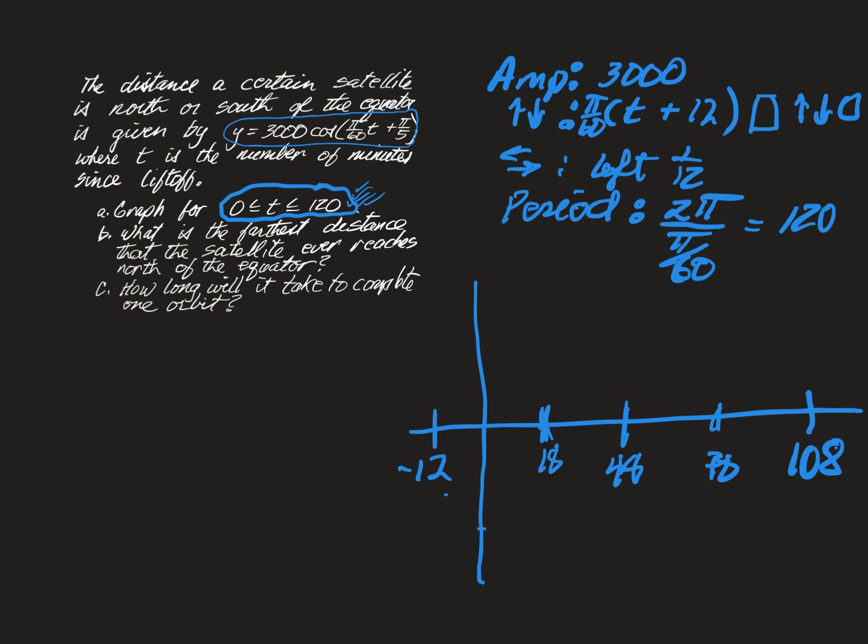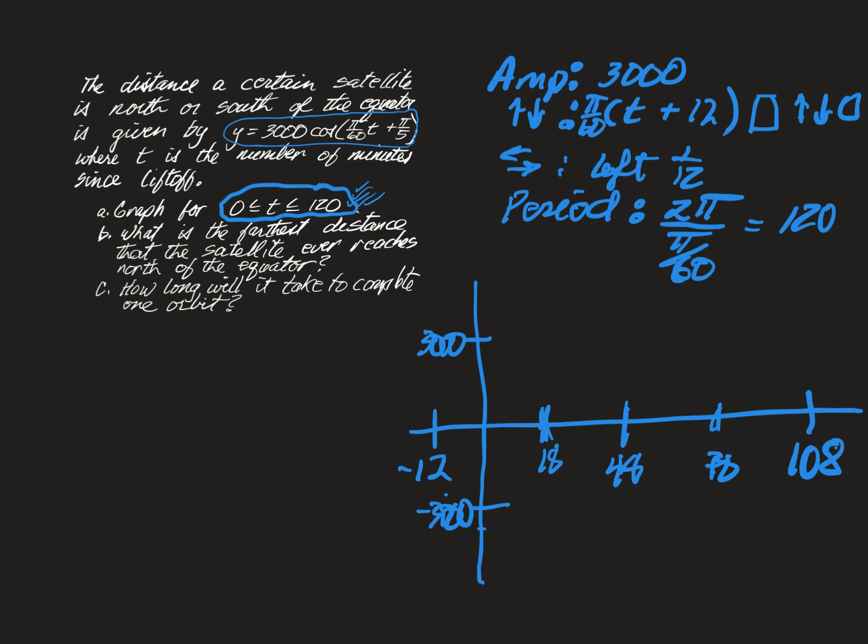We've moved it left. We have our period mapped out, 120 minutes. And now we need our amplitude. So we're not moving up or down. So the amplitude, this is just 3,000. And this down here is negative 3,000. Okay? And then all we need to do is plot our cosine curve.